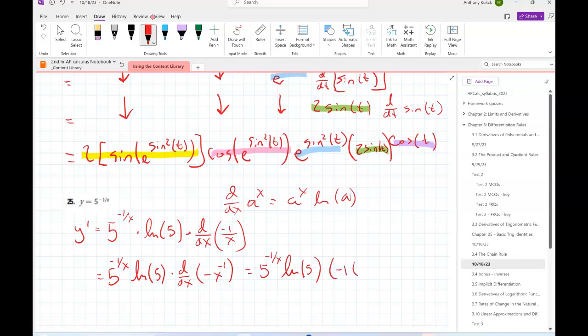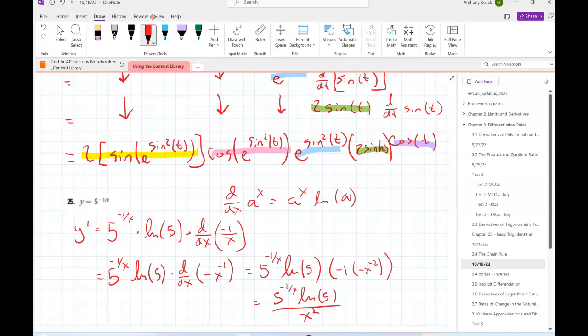So what do I have here? I have negative 1 times x to the negative 2, right? When I apply the power rule. So that I can write then as 5 to the negative x, e to the whatever over x squared. And I'm done.